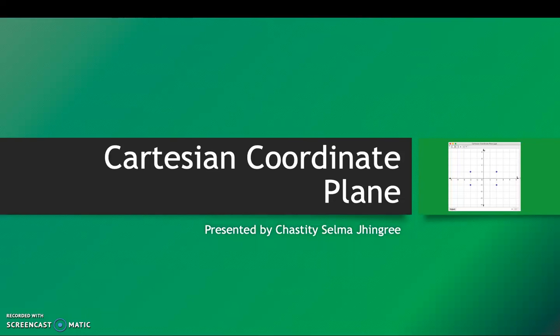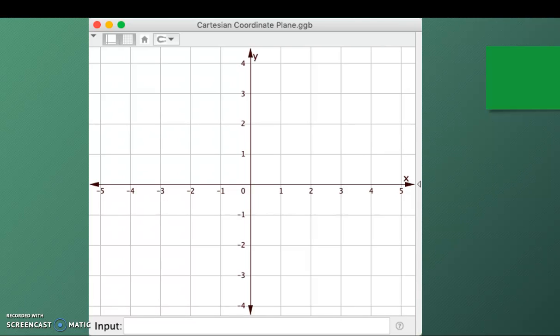The Cartesian coordinate plane looks like this. That has x-axis and y-axis. The x-axis is horizontal, left to right, and the y-axis is vertical, up and down. Coordinates are points that are written of the form (x, y).